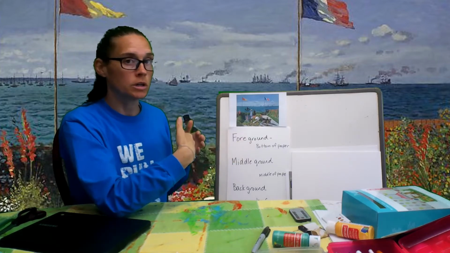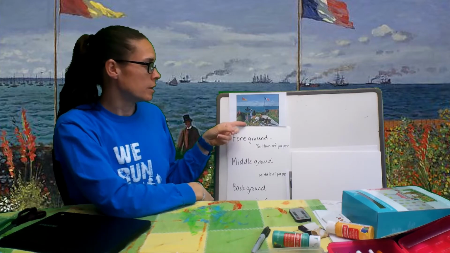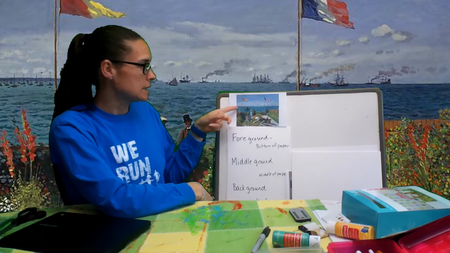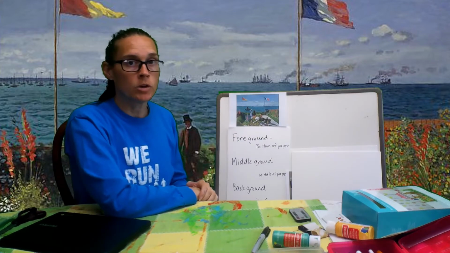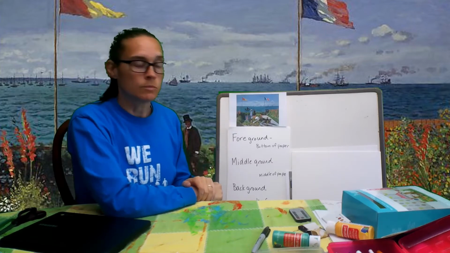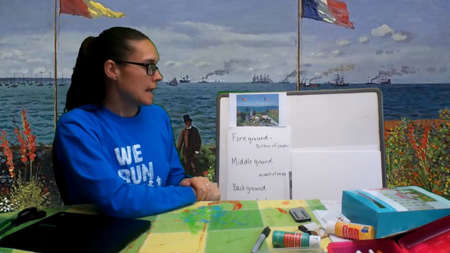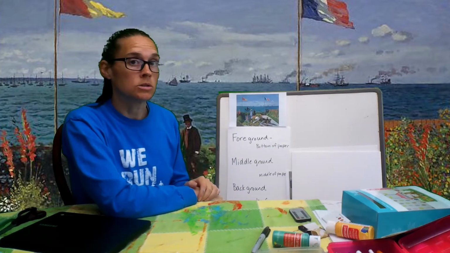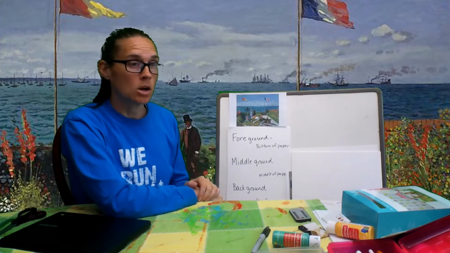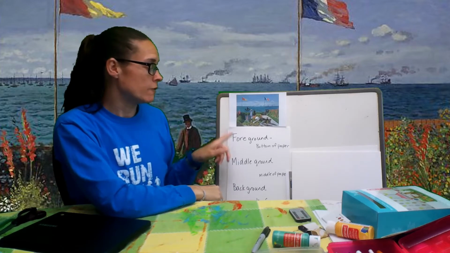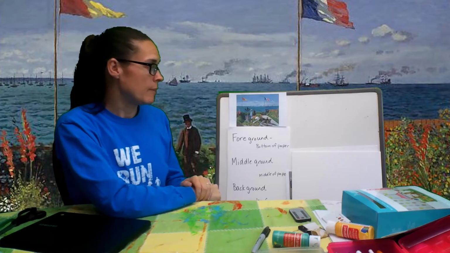So the closer you are to the picture, the bigger it is. And the farther away, you can barely see these tiny little boats that are on the horizon in the water. So the farther back in the picture, the smaller it will be. So today, we are going to try and work on having vertical, horizontal, and diagonal lines present in our picture. And then we are also going to try to represent a foreground, a middle ground, and a background.